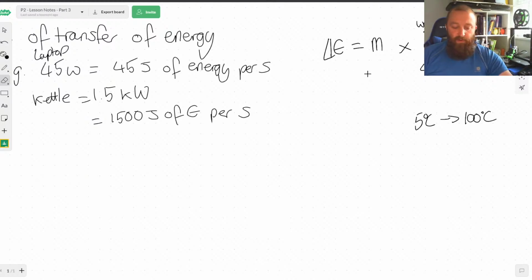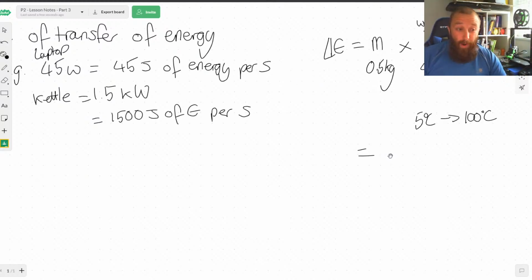So we've got 0.5 kilograms. Let's work out how much energy is being transferred here. Where's my calculator gone? There it is. 0.5 multiplied by 4,200 multiplied by 95. So that means in order to boil enough water for 1 cup only, I'm having to use 199,500 joules of energy.